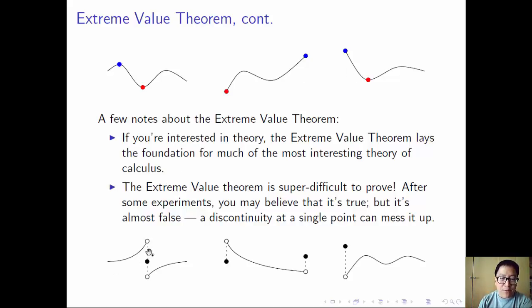So here's an example of a function that is continuous except at one point, and it has neither an absolute maximum nor an absolute minimum. It gets closer and closer to the maximum and never gets there, and the same for the minimum.